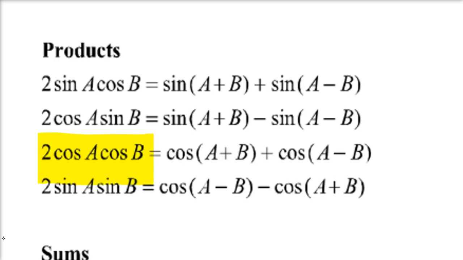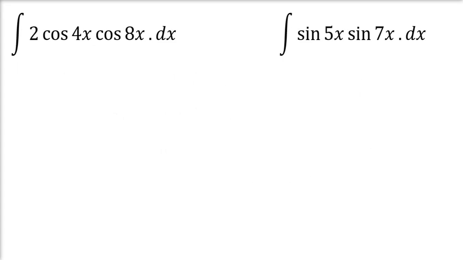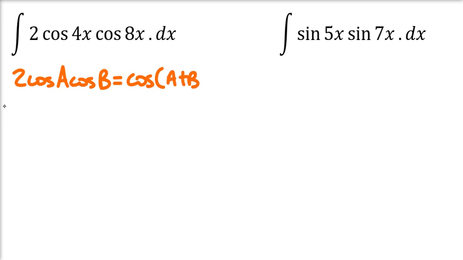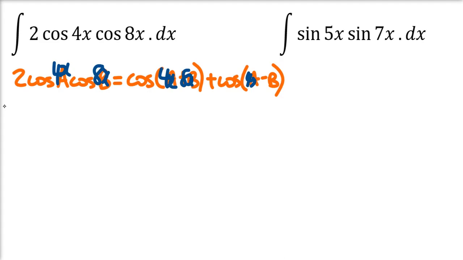Yep. The 2 cos A cos B is the cos of A plus B plus cos of A minus B. Happy with that? Alright, so go back to the question. So that was 2 cos A cos B is equal to cos of A plus B plus cos of A minus B. You guys happy with that? Yeah. Okay, so hopefully you can see that that's going to be a 4x and that's going to be an 8x. So that's 4x, 8x, 4x, 8x.